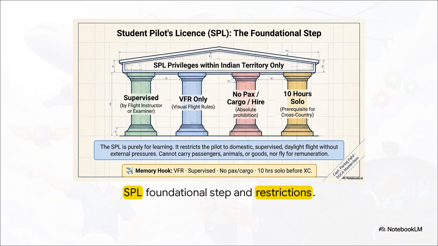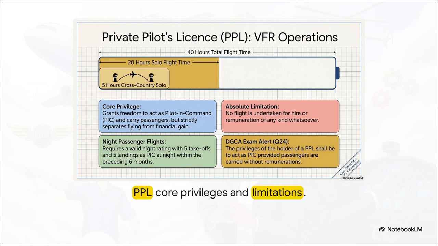Memorize this little hook. VFR, supervised, no packs, 10-hour solo before cross-country. Say it until it's second nature. Graduating up to the PPL requires a total of 40 hours of flight time, and 20 of those must be solo. Now, the concept here is personal freedom, but it comes with strict financial boundaries.